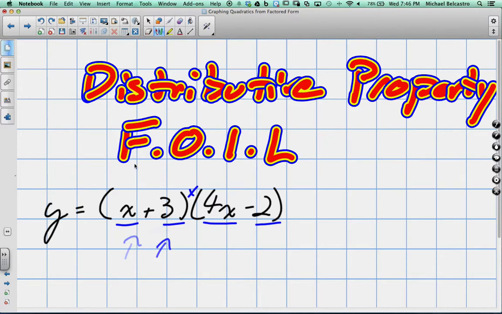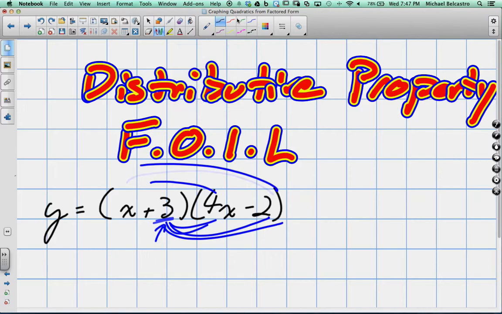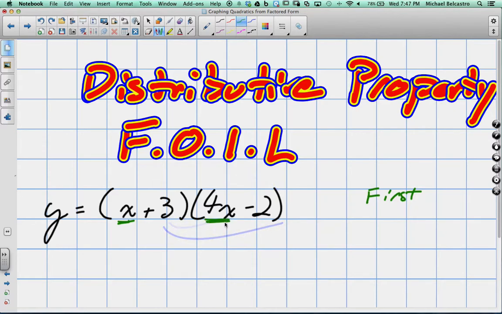Because they're in brackets, FOIL, rainbow method, whatever you call it, is the idea that you take each of the numbers in the first bracket and you make sure you multiply it by both, and take the other number in the first bracket and make sure you multiply it by both. This is where you get the rainbow hoops. And FOIL stands for: you multiply the first terms, so this would be x times 4x, the outside terms, which are x and -2, the farthest to the outside, the inside terms, which is 3 times 4x, and the last terms, so L, which is 3 times -2.